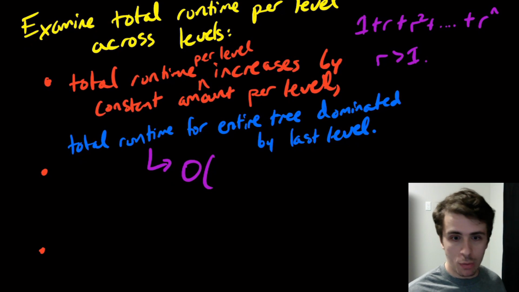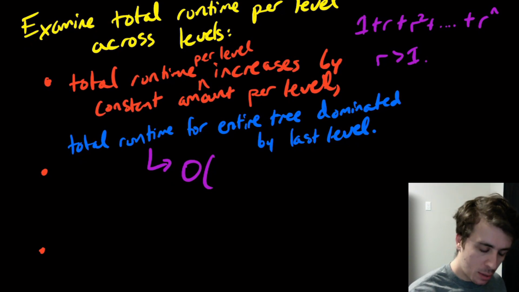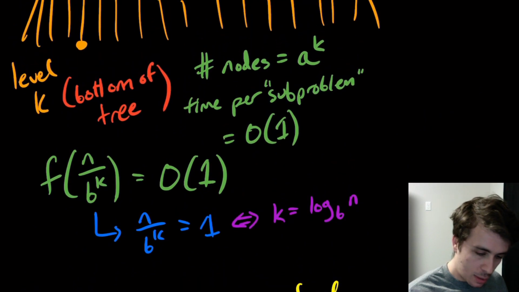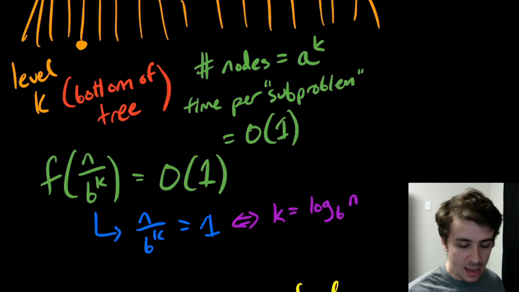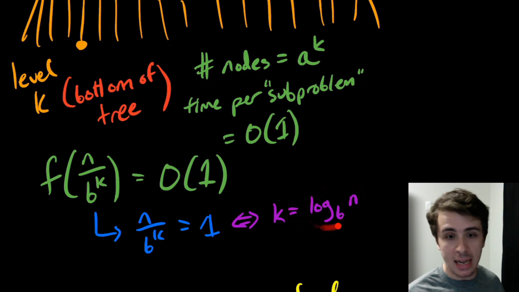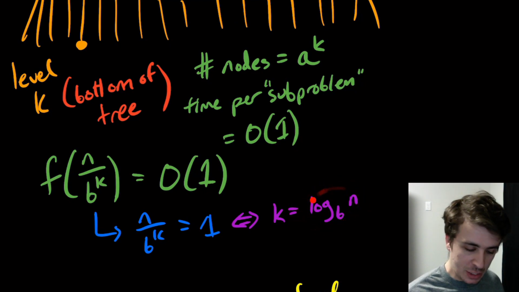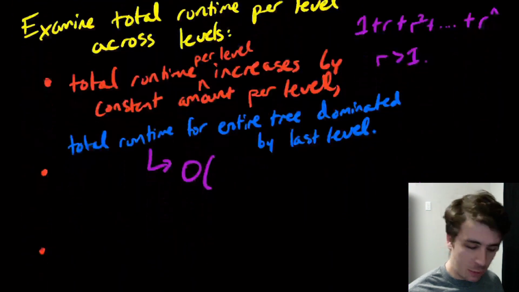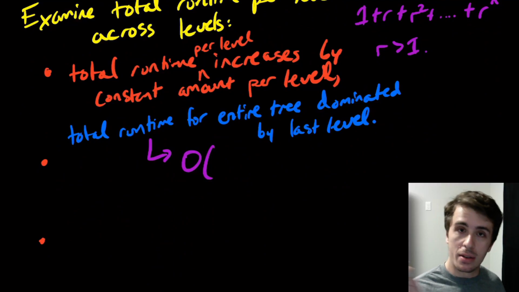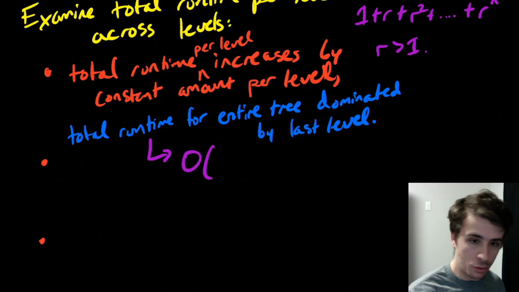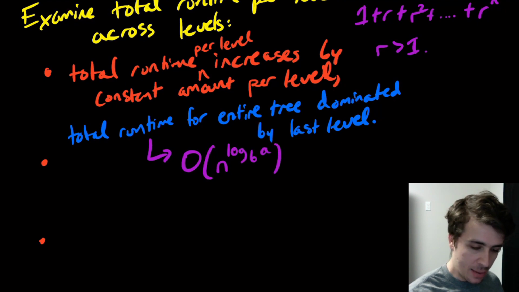Well, what could we actually do here? Well, here we have that the number of levels is k. Sorry, the depth of this particular level is k, which is at level log base b of n. So what we can actually figure out here is that the total runtime across all the nodes, across the entire tree, is going to be n to the power log base b of a.